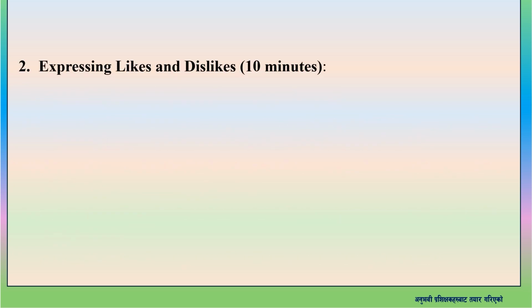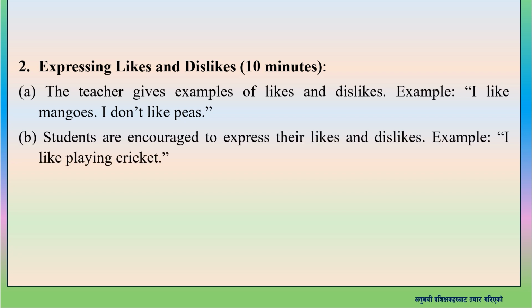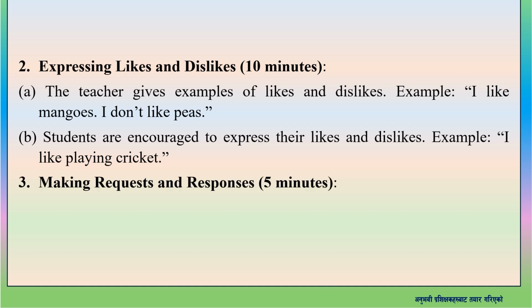Second is expressing likes and dislikes for 10 minutes. The teacher gives examples of likes and dislikes. For example, I like mangoes. I don't like peas. Then students are encouraged to express their likes and dislikes. For example, I like playing cricket.